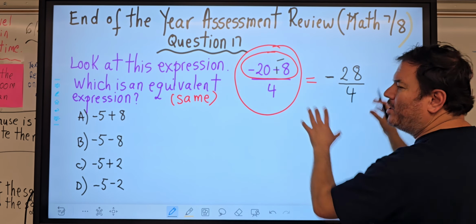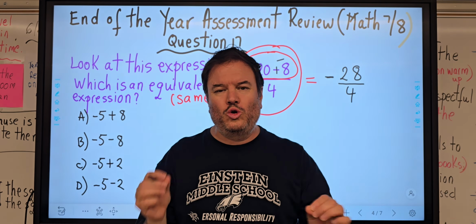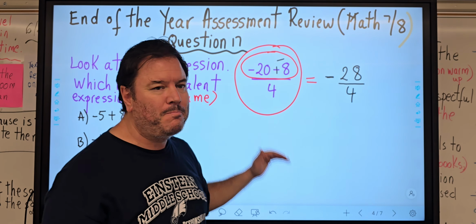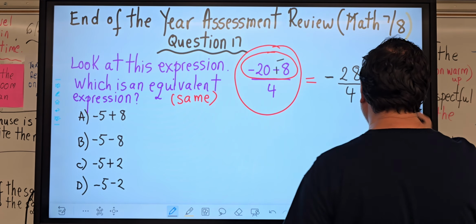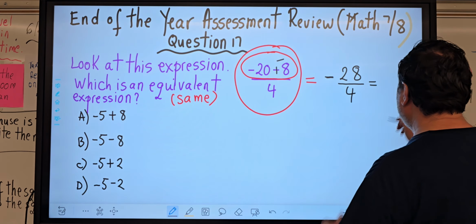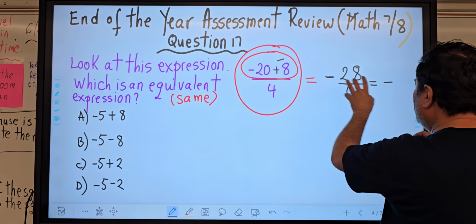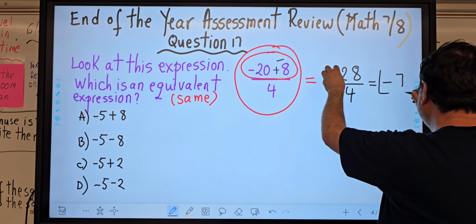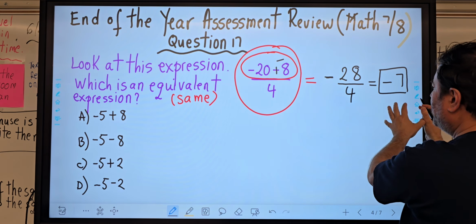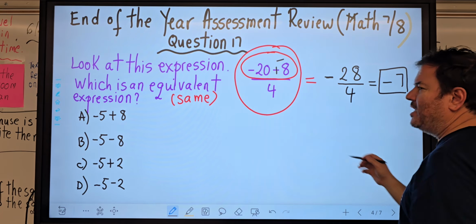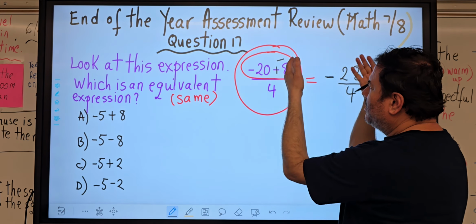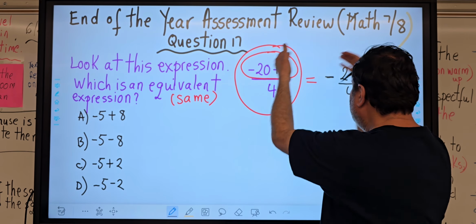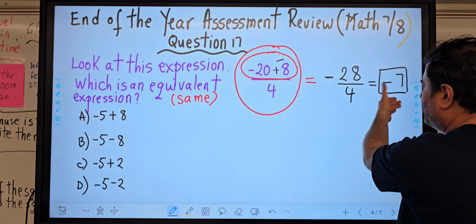This is one way of doing this, and I'm going to show you another way of doing this. So this is negative 28 divided by 4. And that becomes negative. Which number times 4 equals 28? And that's negative 7. Okay, that's one way of doing this. Make sure you take care of the top, the numerator, right? Combine it, and then you get negative 28 divided by 4, negative 7.